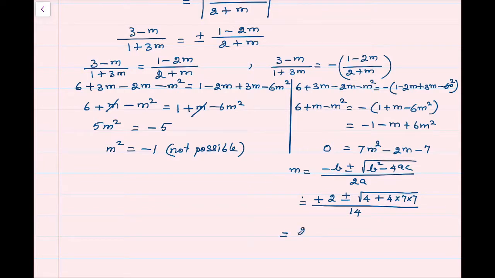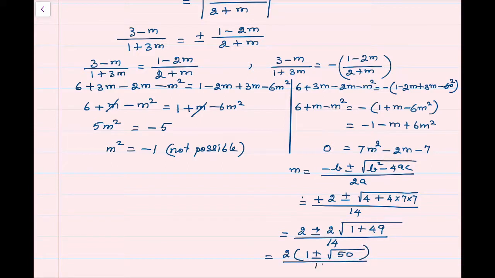This is equal to 2 plus or minus, 4 is common. It can be taken out as 2. 1 plus 49 divided by 14. Here 2 is common. 1 plus or minus square root of 50 divided by 14. 1 plus or minus root 50 is 5 root 2 divided by 7. Therefore, the answer is m is equal to 1 plus or minus 5 root 2 over 7.